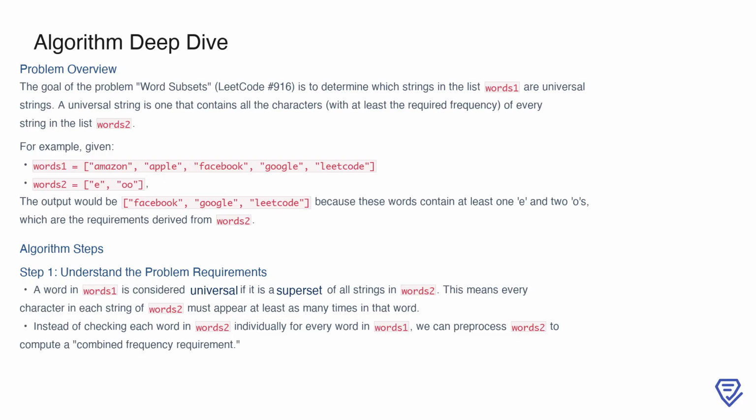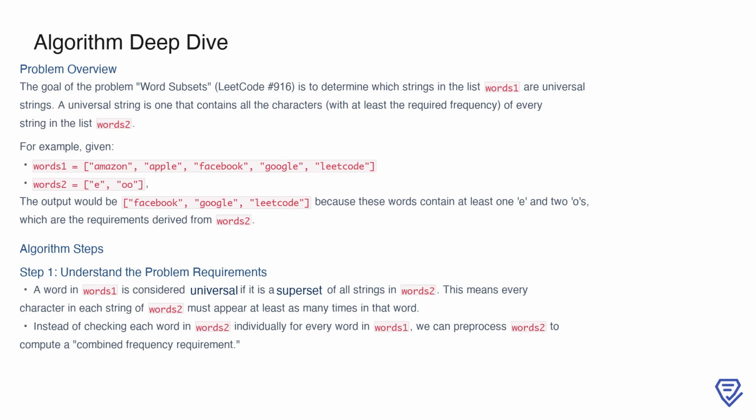For example, if words 1 contains words like Amazon, Apple, Facebook, Google, and LeetCode, and words 2 contains the strings E and OO, the universal words would be Facebook, Google, and LeetCode because these words meet the character frequency requirements derived from words 2. To solve this problem efficiently, we need to treat it as a superset comparison. Each word in words 1 must be a superset of all the strings in words 2.